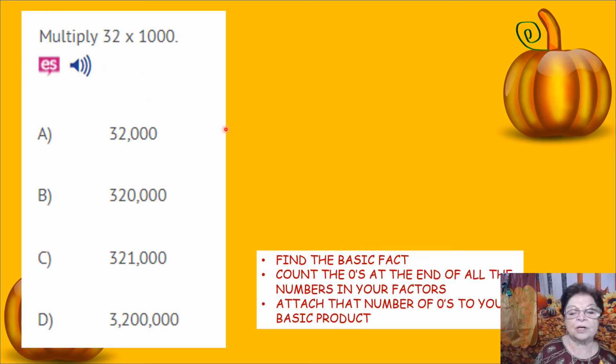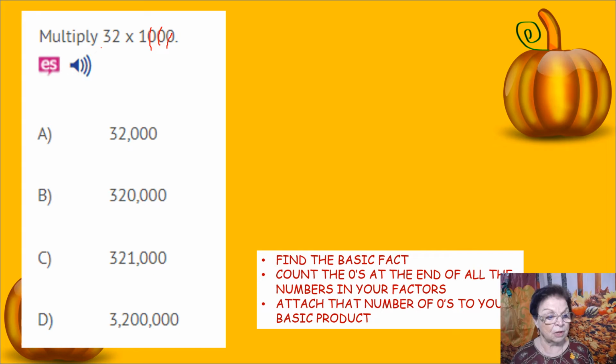Before we start working with arrays, we're going to review what we learned about multiplying by tens, hundreds, and thousands. When you multiply by tens, hundreds, and thousands, you find the basic fact, count the zeros at the end of your factors, and attach that number of zeros to the end of your basic product. So we're going to look at, let me get rid of these zeros for a minute. Just a minute though. We're going to add them back in. There's 1, 2, 3 zeros.